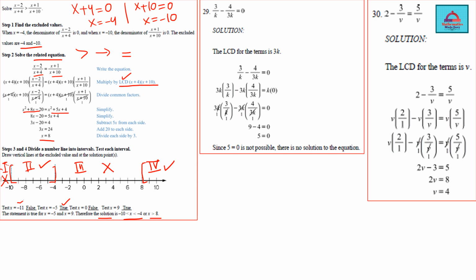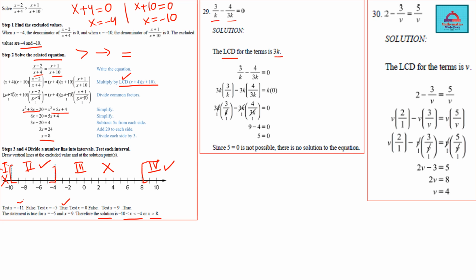Now you are going to solve question 29 and 30. These are very easy because you don't have an inequality in them, you have equations equal to 0, so they are much easier, shorter to solve. So first you find the LCM or the LCD. There are two different denominators.